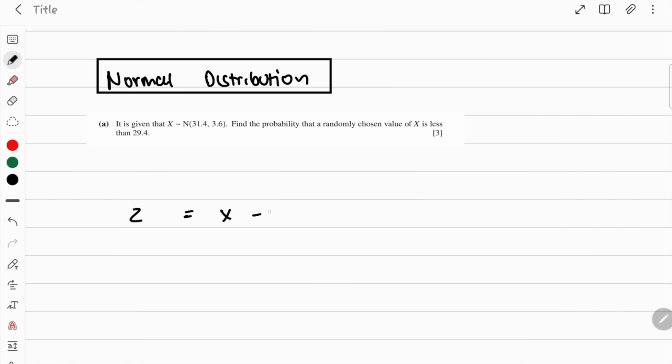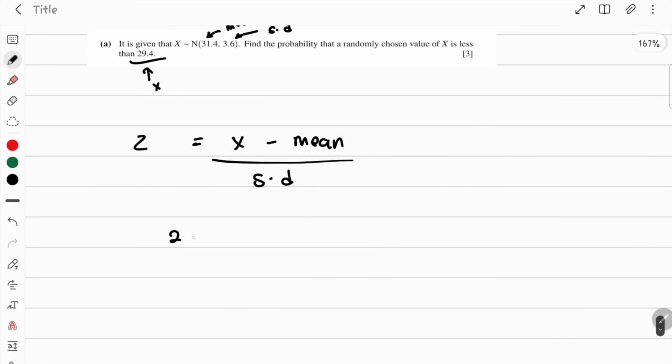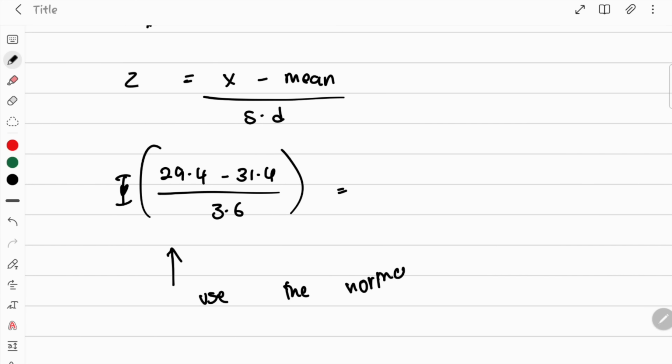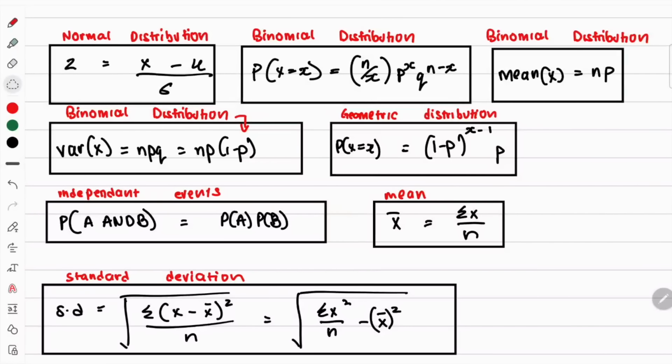Now moving to the normal distribution, which is easy to spot because they give you the mean and the standard deviation and a value of x. Using the formula, you can then find the answer, and using phi, you can go to the distribution table to find the probability. Finally, these are all the formulas that you need to know for all distributions: mean, standard deviation, mean and variance. So you can pause the video and have a look at this right now.